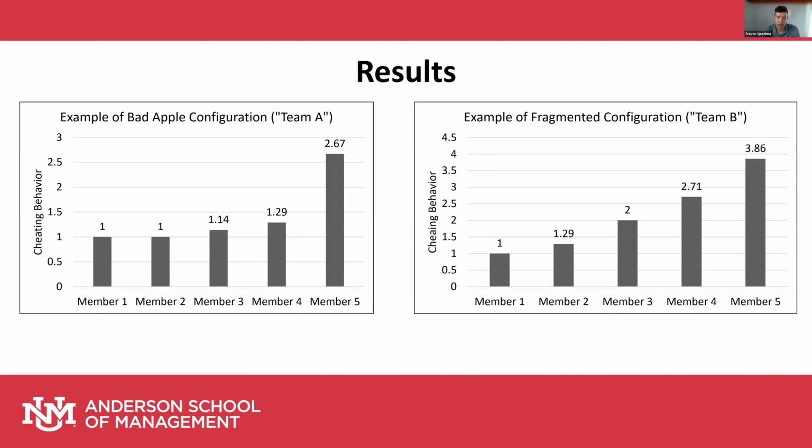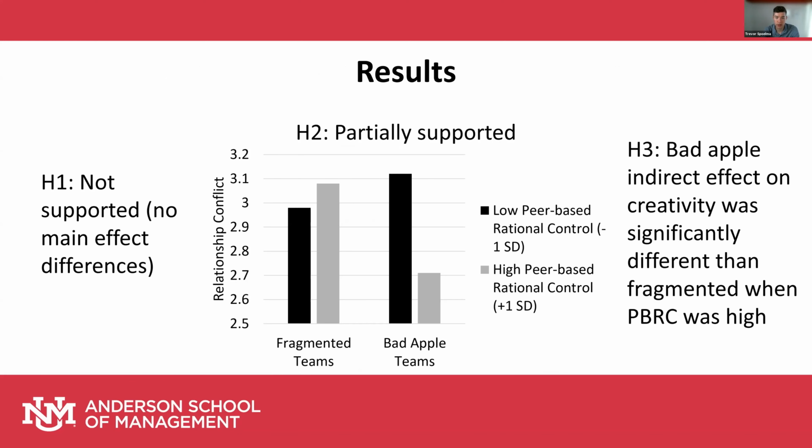And so here are examples of the bad apple and fragmented teams. As you can see in team A, one member cheated at a much higher frequency than other members. In team B, members all cheated, but at different levels. In terms of results, I'll note again that we didn't find evidence of bimodal configurations, which we think is because cheating is an independent behavior that doesn't involve coordination with others.